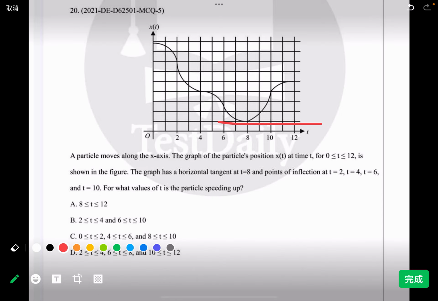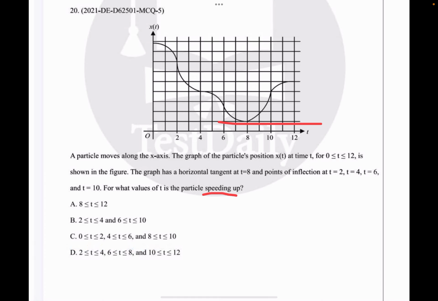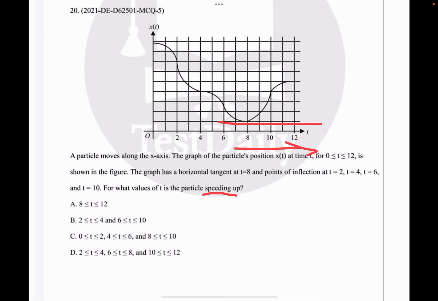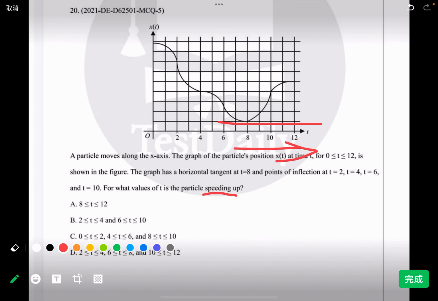For what values of t is the particle speeding up? Now notice the wording here. It says speeding up, which means it can both accelerate in the forward direction, but it also can accelerate in the backward direction.